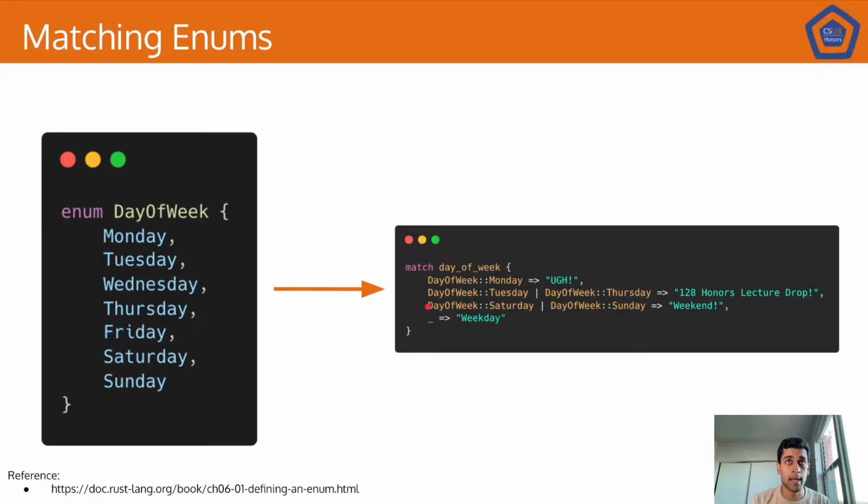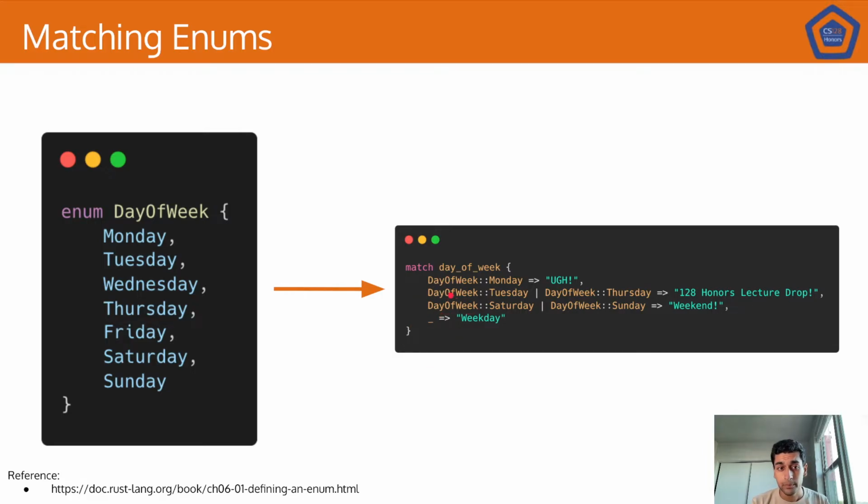Okay, and I said we can match them. Enums are patterns, so we can use match statements and match operators on them. So we can match on day of the week. If it's a Monday, we return the string UG. If we have either Tuesday or Thursday, using this little bar operator, that's a day that we drop lectures for CS128 honors. Again, a bar operator for the weekends, and we can also use wildcards.